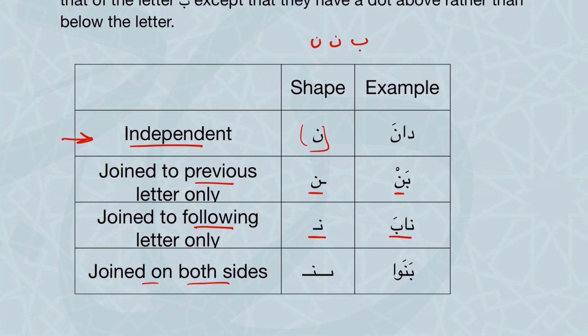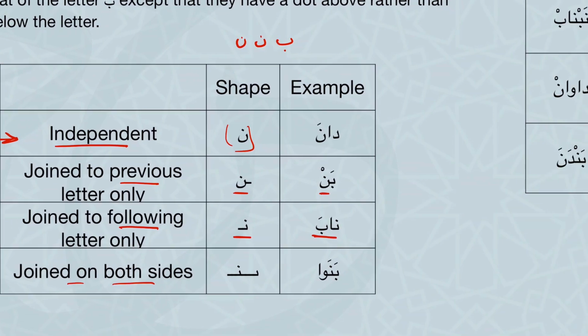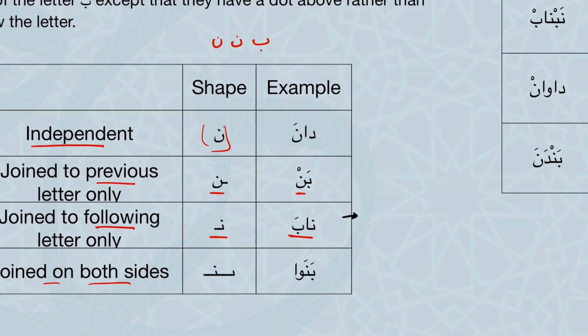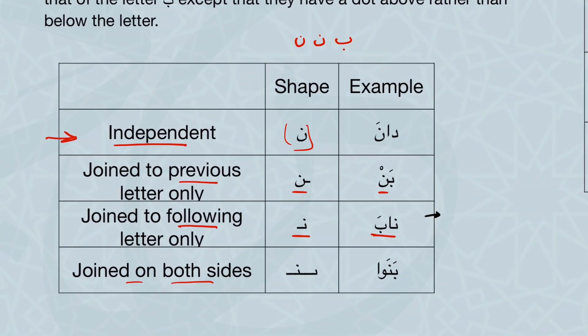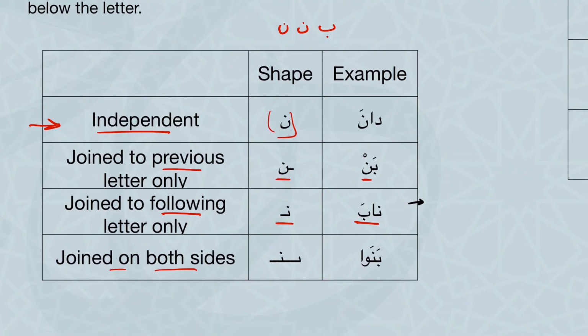And how do I pronounce this? Naba. Naba is actually a word that means to act on behalf of someone. It's a verb. That's why we have the word for minister in government. It's called naib. He is acting on behalf of the people, or he's an official that is working for the people basically. Joined on both sides.